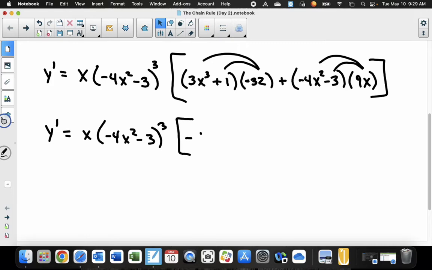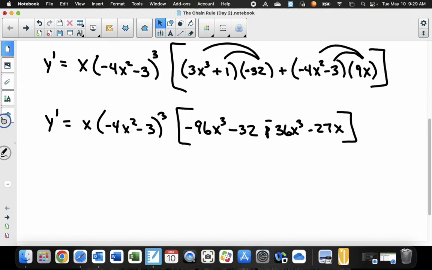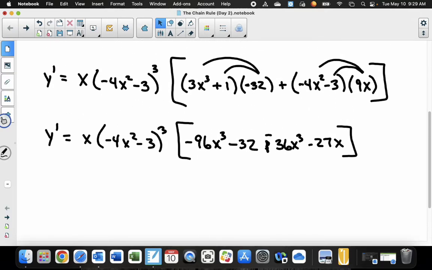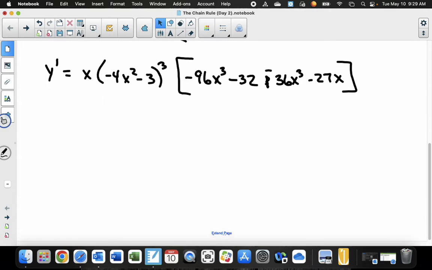When we distribute, we get negative 96x cubed minus 32. When we distribute the 9x, we get negative 36x cubed, and then minus 27x. Okay, just distributing into both of those parentheses. And our final answer here, all we have to do now is just combine, we just need to clean up that stuff in the brackets, okay?